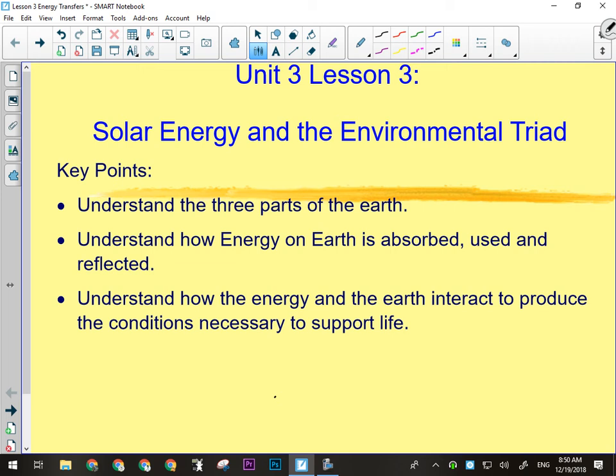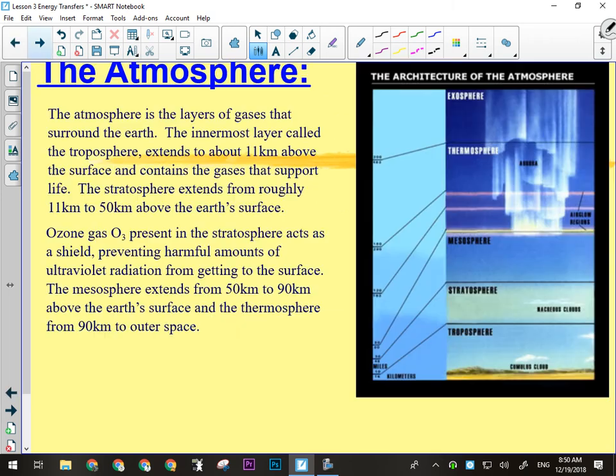Okay. All right, so we're going to look at the 3 parts of the Earth, understand how energy is absorbed, used, and reflected, okay, and how energy and the Earth interact to produce the conditions necessary to support life. So, okay, those are all going to work together here.